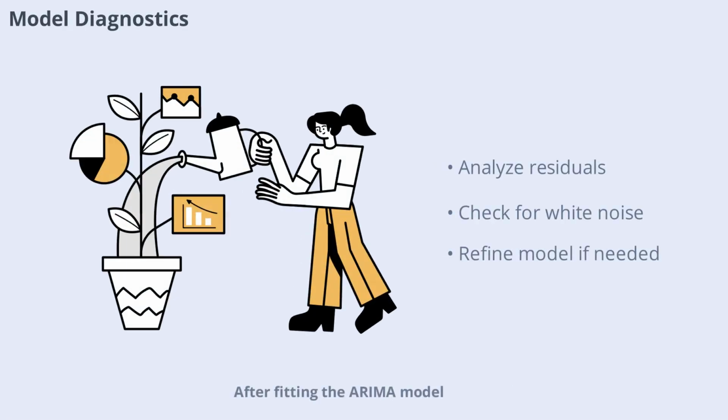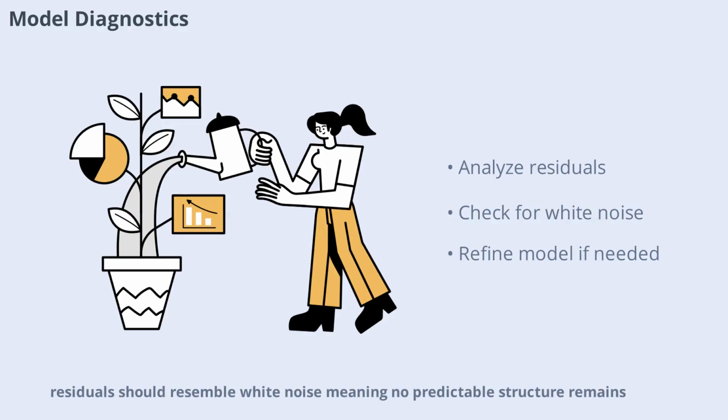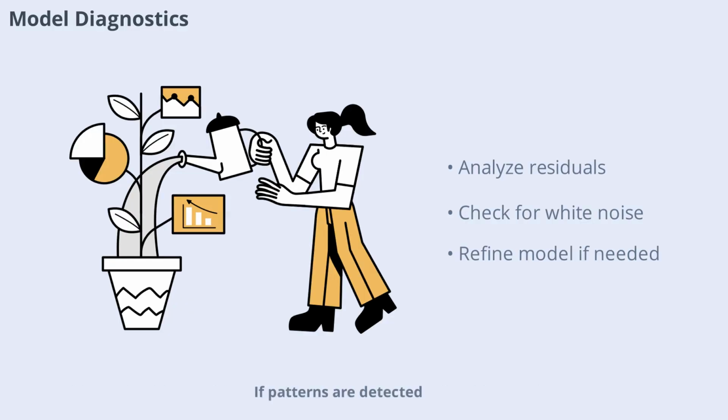After fitting the ARIMA model, it's important to check its adequacy using diagnostic tools. Residual analysis helps determine if the model has captured all patterns in the data. Ideally, residuals should resemble white noise, meaning no predictable structure remains. If patterns are detected, you may need to adjust the model parameters or try a different approach. Diagnostics ensure your forecasts are trustworthy and robust.